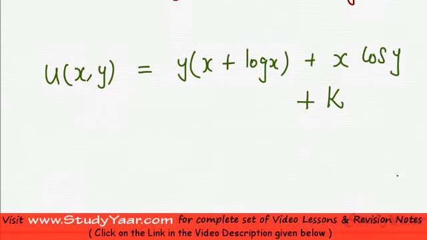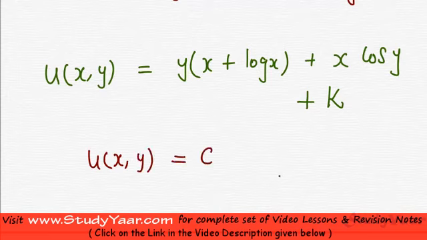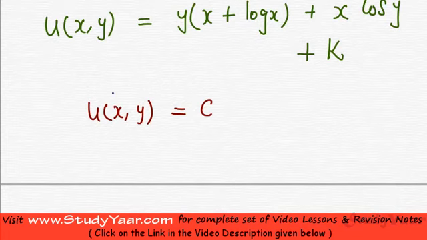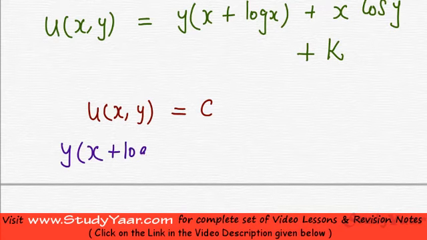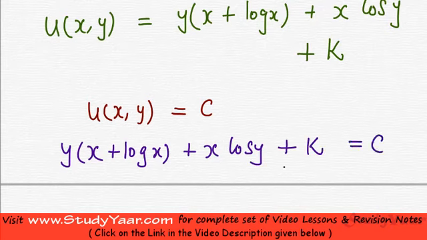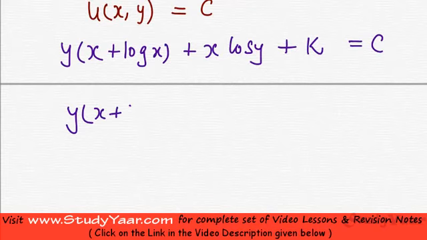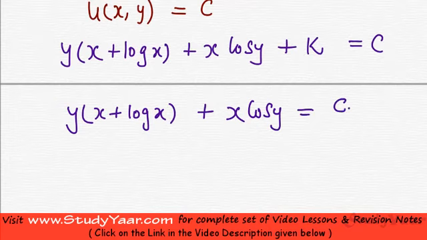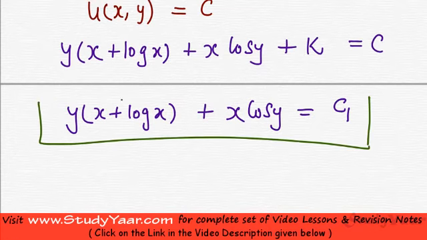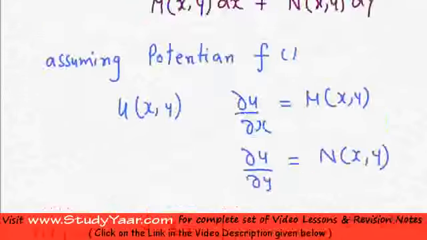Therefore, the solution of the above differential equation is u of x comma y equal to a constant. Therefore my solution is y into x plus log x plus x cos y plus k is equal to a constant. Actually, if you take this k over here, then you would have c minus k, which in itself would be a new constant. So I am simply going to say that y into x plus log x plus x cos y is equal to c1, which is the solution of my differential equation given over here.